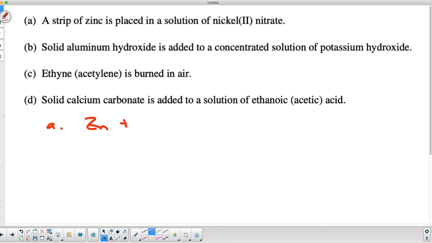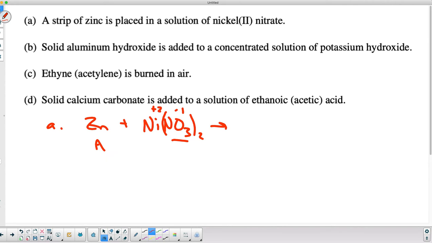Now, it's your job to know how to put this together. Nickel 2 nitrate looks like this. Plus 2 here and minus 1 for nitrate. You may want to look at the polyatomic ions again.